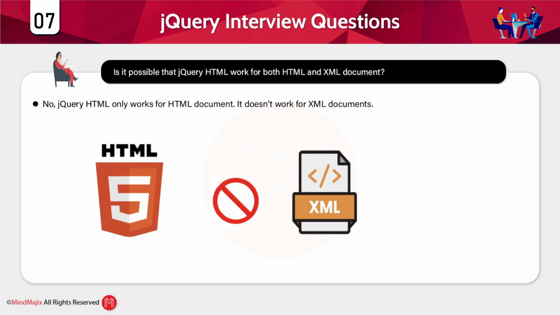So coming to our next question, is it possible that jQuery HTML works for both HTML and XML documents? So does jQuery work with both XML and HTML? Let's see. No, jQuery HTML only works for HTML documents. It doesn't work for XML documents. So if anyone asks, are XML and HTML the same, can jQuery access both? No, it can access only HTML.